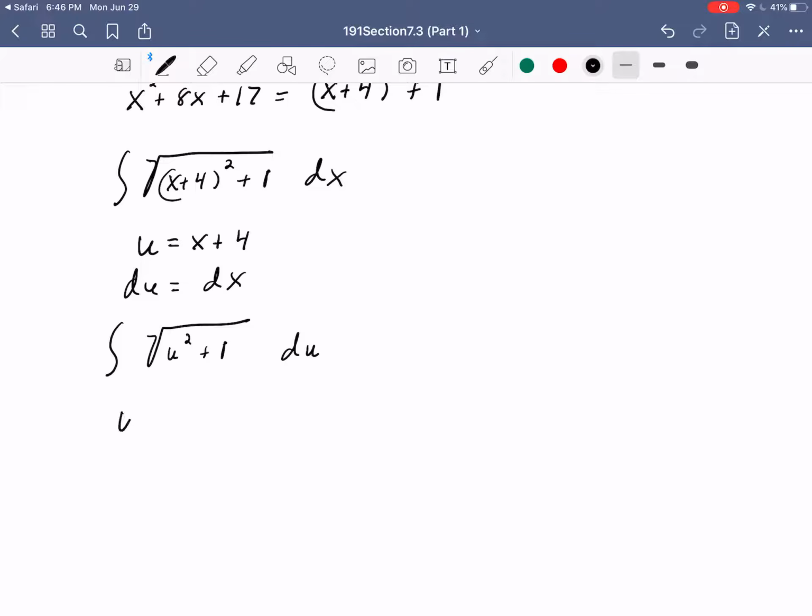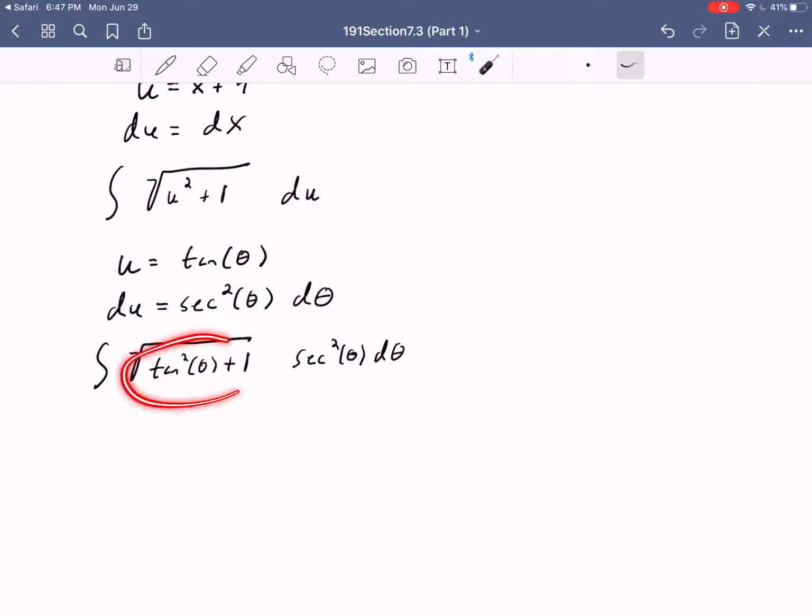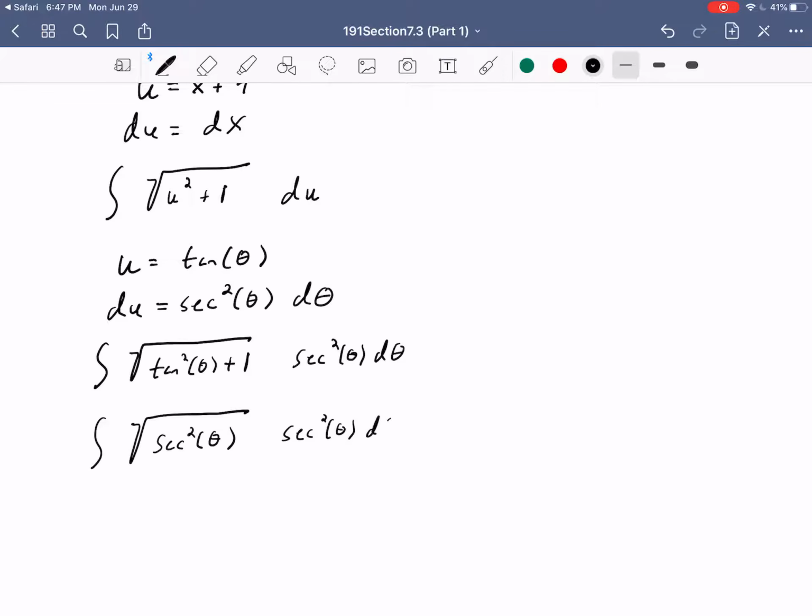So we're going to let u equal tangent theta, which means du is going to be secant squared theta d theta. So let's go ahead and plug that stuff in. We're going to get the square root of tangent squared theta plus 1 times that secant squared theta d theta. The whole point of doing that is that it builds our Pythagorean identity there. So this is the square root of secant squared theta and then secant squared theta d theta.